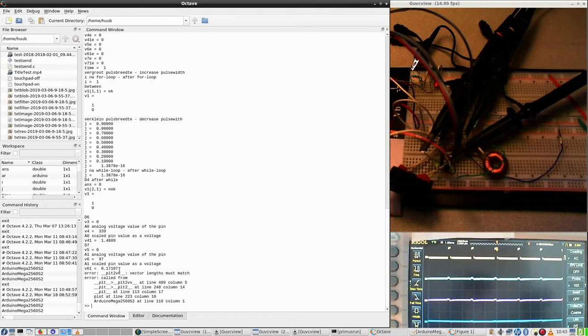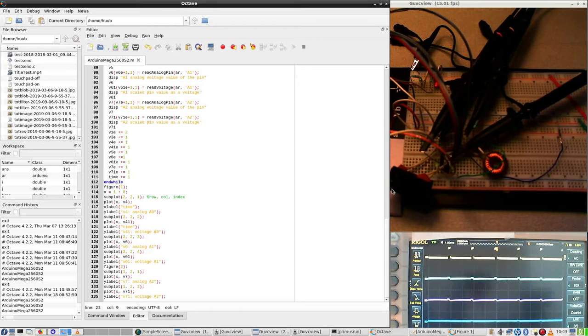Where did it go wrong, by the way? At line 116 at column 1. Vector lengths match. Oh, right. Here's the point. This must be 10. Oops. Yeah. If you increase one, you have to increase the other one as well. So this vector was indeed not correct, but the error was here.